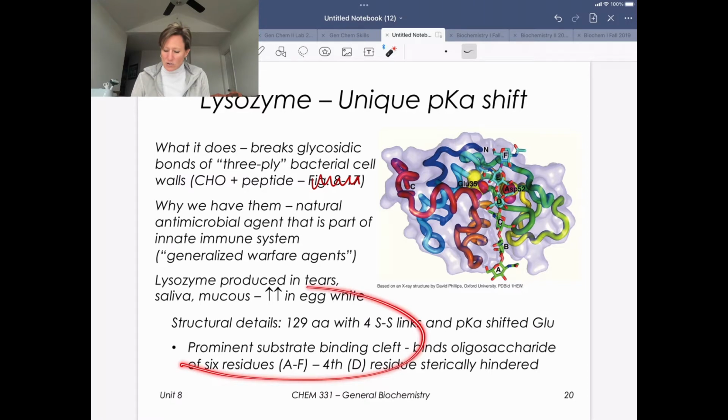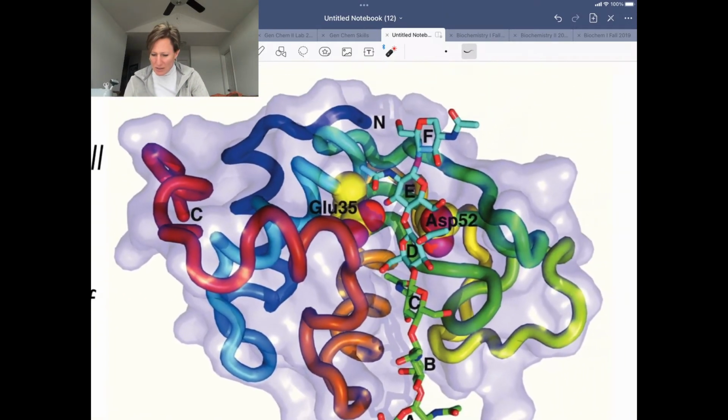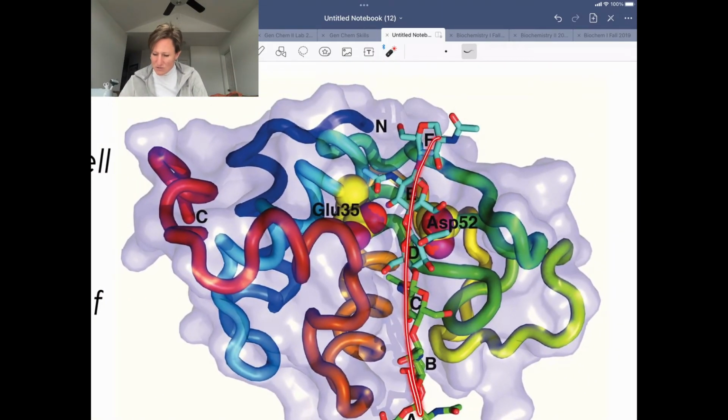Okay, but here's an important piece that's going to play into what we see structurally. It has a very prominent substrate binding cleft. So I want you to think about a mitten, that our substrate is going to come in and bind there. So I'm going to zoom in here so that we can see this. It fits about 6 residues of a carbohydrate polymer. Okay, and we're going to have the D and the E residues, so the 4th and the 5th residues, we're going to cleave in between them. And here in the enzyme active site, importantly, we can see a glutamic acid residue and an aspartic acid residue that are going to help facilitate that chemistry.